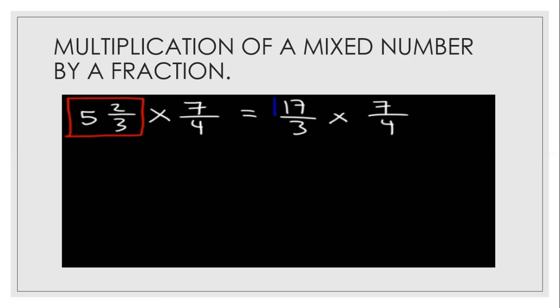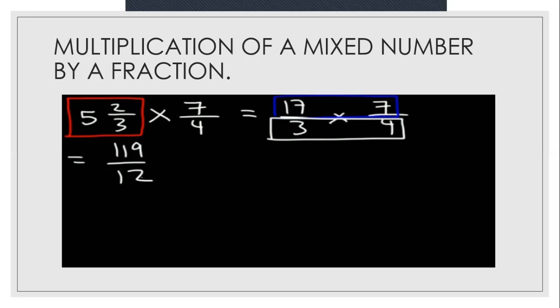So what is 17 times 7? 10 times 7 is 70. 7 times 7 is 49. So 70 plus 49, that's going to be 119. And then we can multiply 3 and 4, which will give us 12. So now we have to convert this fraction back to a mixed number. And so let's use long division. Now 12 doesn't go into 11, so we need to see how many times 12 goes into 119.